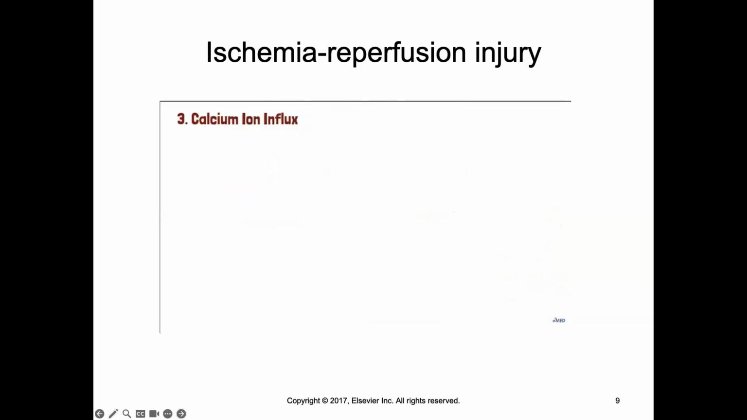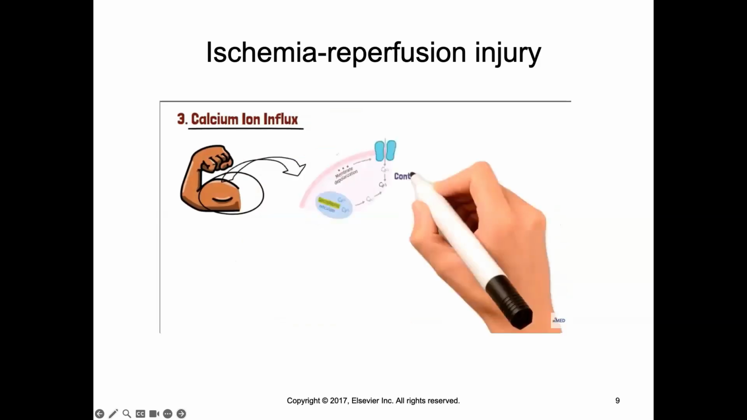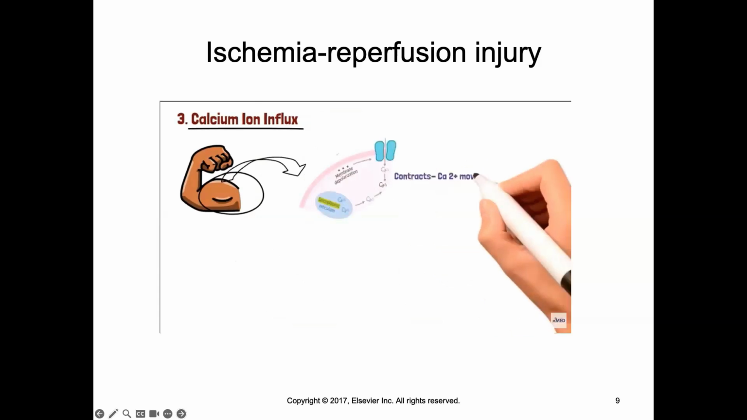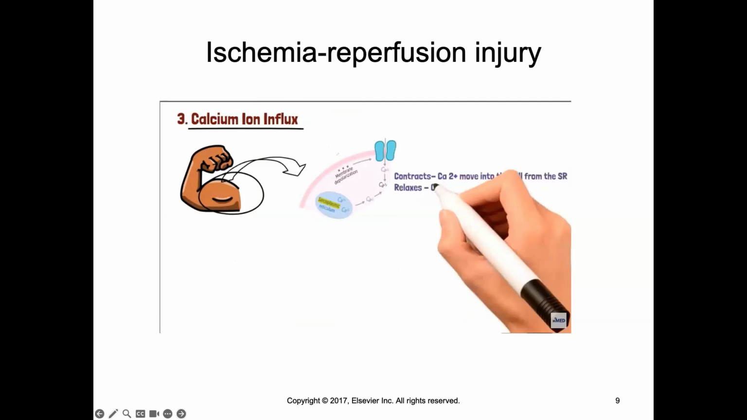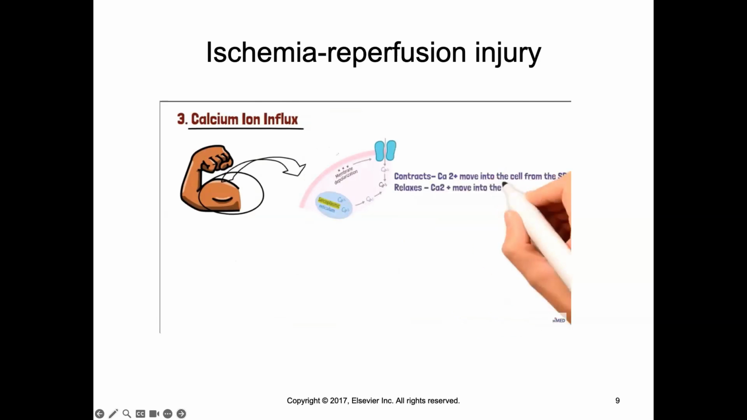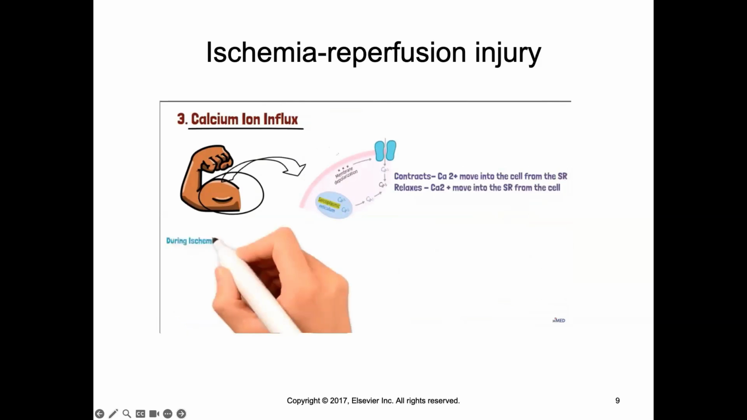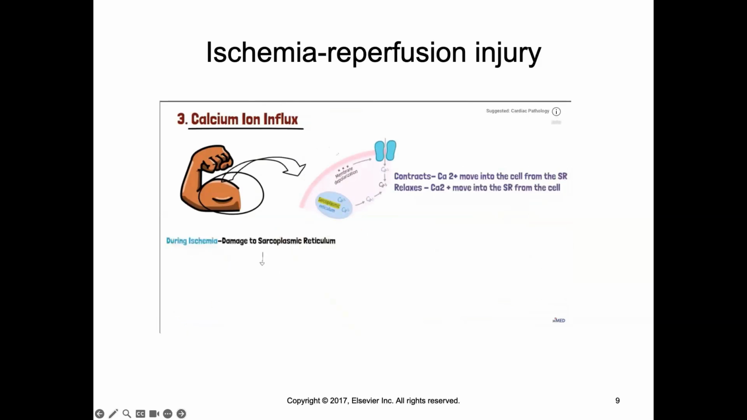Let's talk about the calcium ion influx. When a muscle is stimulated or contracted, calcium ions are released from its store inside the sarcoplasmic reticulum into the cytoplasm. And when the muscle relaxes, the calcium is pumped back into the sarcoplasmic reticulum from the cell. During ischemia, when there is damage to the sarcoplasmic reticulum, the calcium ion recycling is impaired.